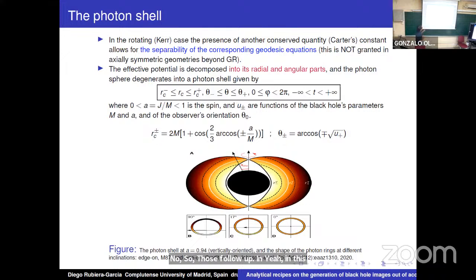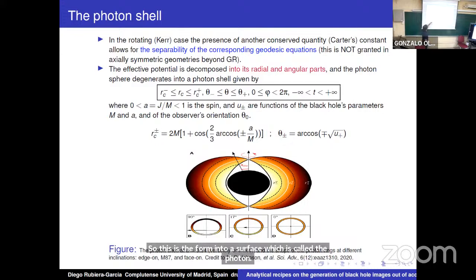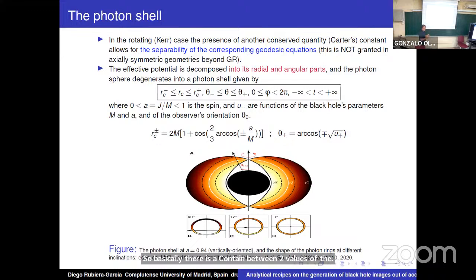Okay, so this is the form into a surface which is called the photosphere. So basically, there is a region contained between two values of the radial distance and two values of the polar angle, in which there are null unstable orbits. Okay, so that's the kind of image that you get. So there are two radii here, R minus, R plus.